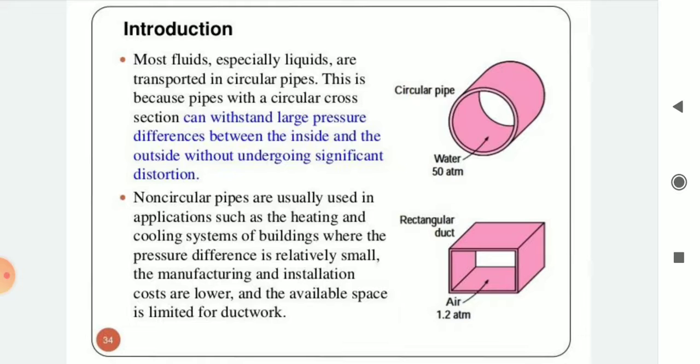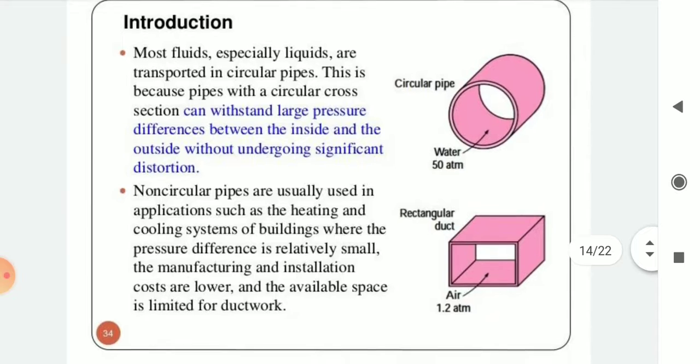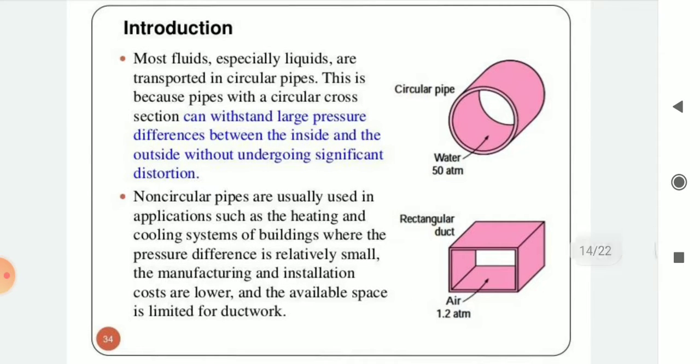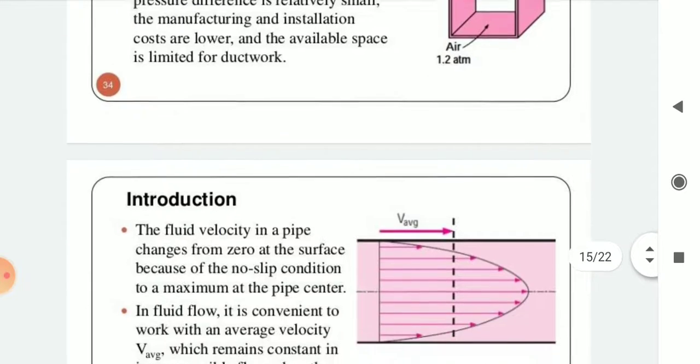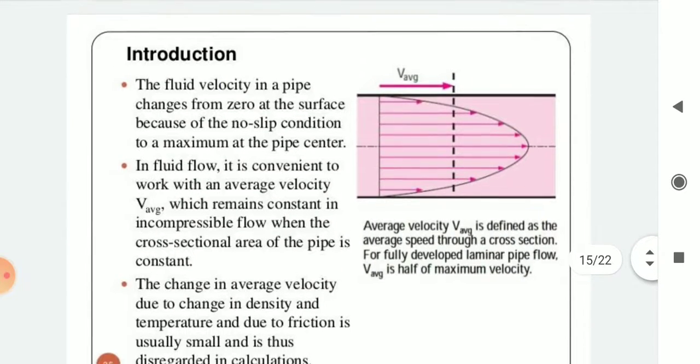Then non-circular pipes are usually used in applications such as the heating and cooling systems of buildings where the pressure difference is relatively small. The manufacturing and installation costs are lower and the available space is limited for ductwork. Okay, you can see the image.